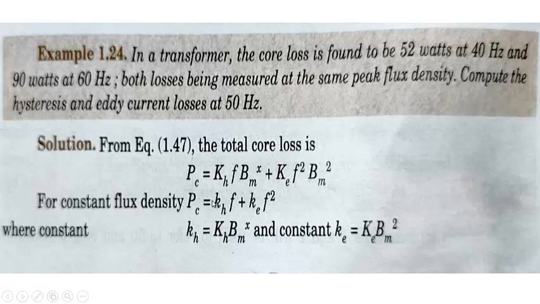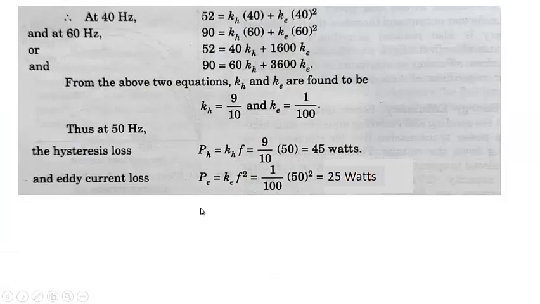So now Pc is given at two frequencies. At this frequency 40, and at this frequency. Actually, this now becomes an equation with two variables. What are these two variables? kh and ke. We need to find out kh and ke from the first two given values, because in the first equation Pc and f are given, and in the second equation the new Pc and new f are given. So we can use these two equations to calculate kh and ke. And finally, at 50 Hertz, we have already calculated kh and ke, so we can find out Pc. So that's the procedure for this.